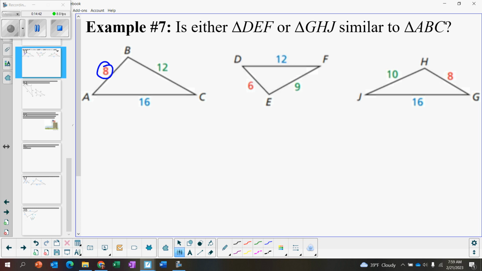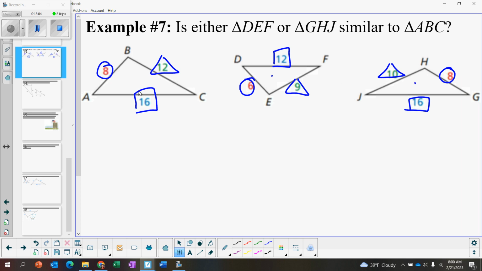Identify the smallest in every single triangle. I'd identify the biggest in every single triangle, and then the middle in every triangle. So we're comparing both of them to ABC. So either this or this is similar to this.